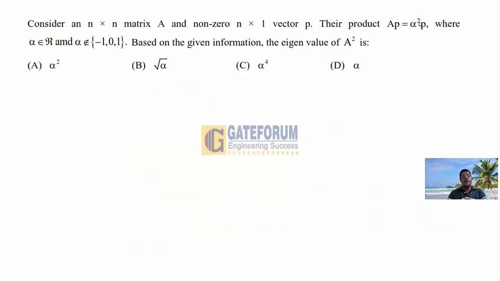The question is: consider an n cross n matrix A and a non-zero n cross 1 vector P. Their product AP is equal to alpha square P, where alpha belongs to the real numbers and alpha does not belong to the set minus 1, 0, 1. Based on the given information, the eigenvalue of A square is, with 4 options A, B, C, D given. This question is from engineering mathematics, from the topic linear algebra, subtopic eigenvalues and eigenvectors.